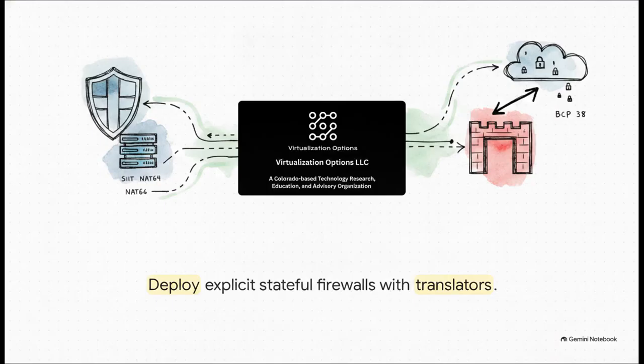Now, for active translation mechanisms like SIIT or NAT64, you're facing another layer of perimeter defense. Whatever you do, never rely on the translator itself for inbound filtering. They are not designed to be security appliances. You have to mandate explicit, stateful firewalls deployed in line with your translators. And while you're at it, make sure you apply BCP38 ingress filtering at all edges feeding the translator so you can prevent source address spoofing.